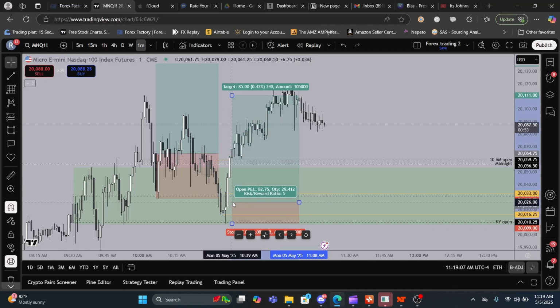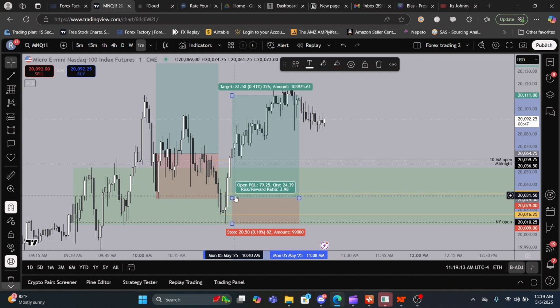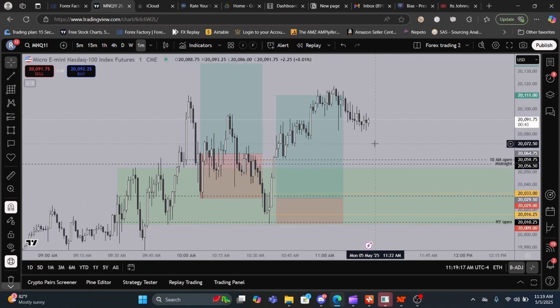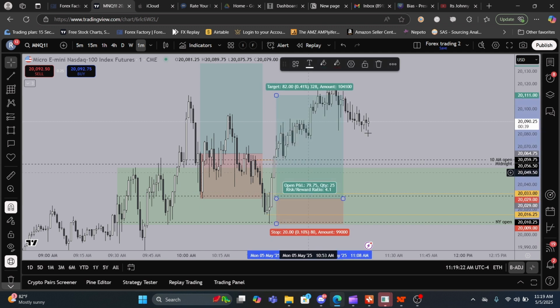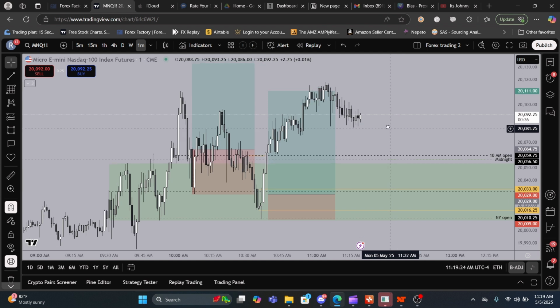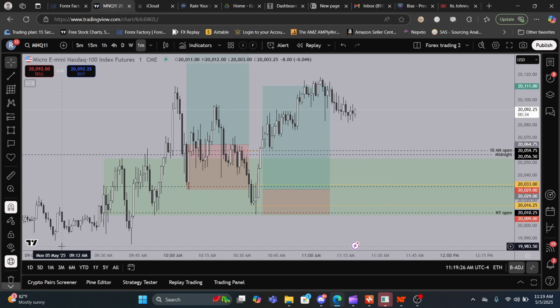So actually, let me move this up because we were 29.50. You're looking at 3.9 R or 4 R. Okay, so let me correct myself there. 4 R move. Pretty good stuff. All right, so that was pretty much the breakdown. Very simple, right?